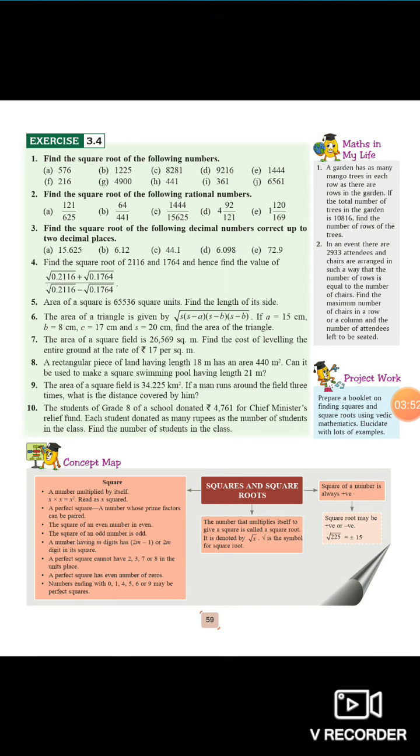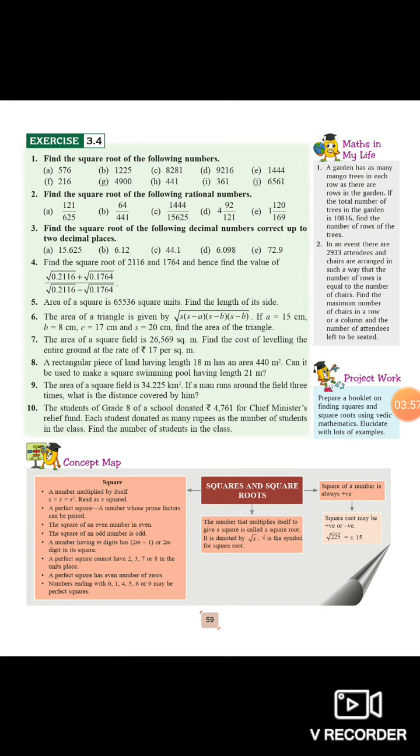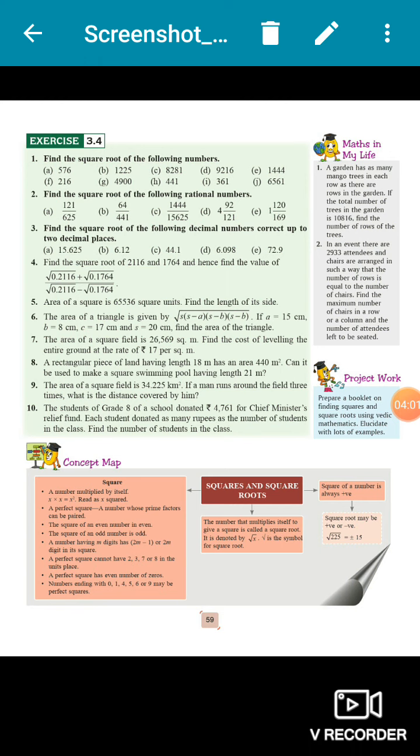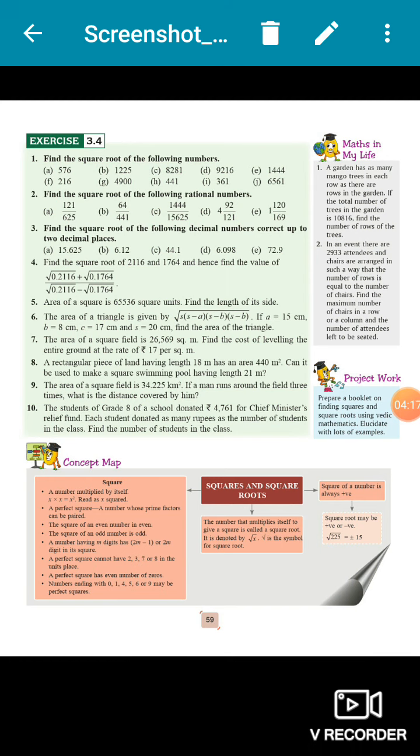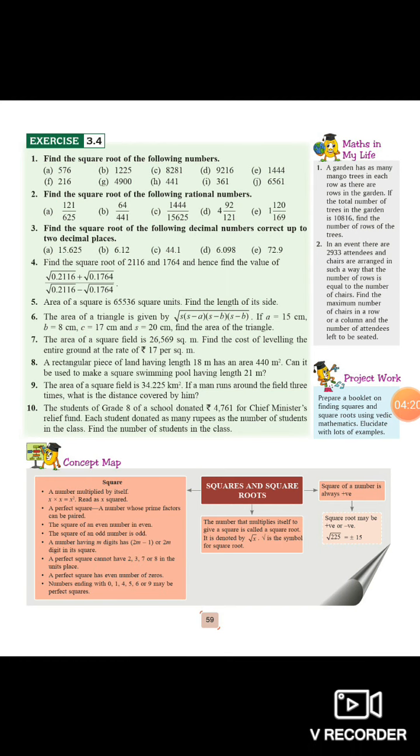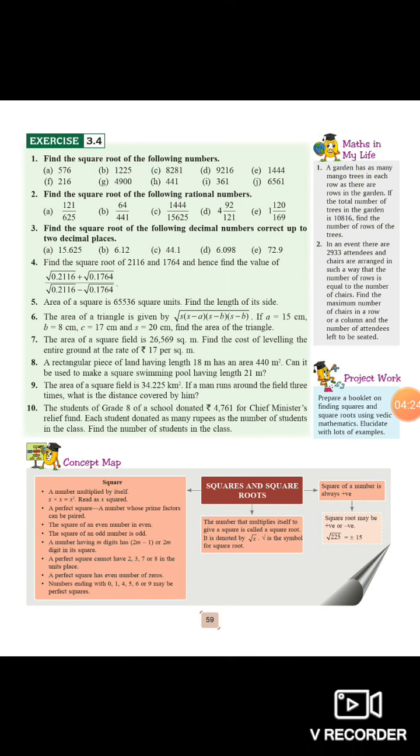The rectangular piece of land has a length of only 18 meter, so how can we make a swimming pool whose length is 21 meter in it? Breadth, that case is separate. When the length is more than the piece of land, how can a swimming pool of length 21 meter be made in the rectangular piece of land? Clear? So you just have to explain it and write: no, it is not possible to make a square swimming pool having length 21 meter in a piece of land whose length is only 18 meter. Okay. Question 9: the area of a square field is given.